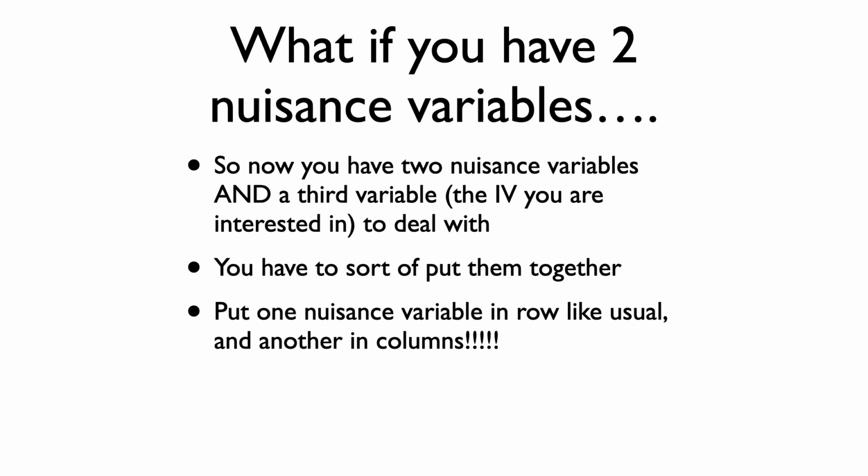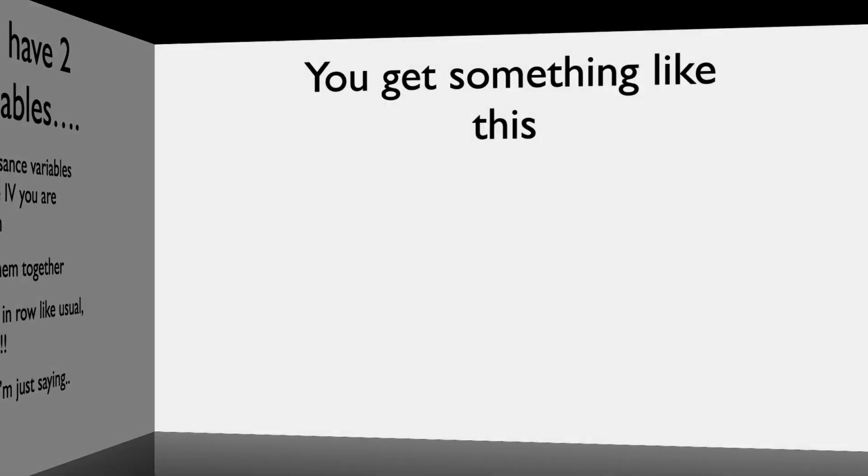So you put one nuisance variable in a row and one in a column. So this is a useful kind of design, and you use it under very specific circumstances. Okay. So I'm going to show you what it looks like, and then we'll go from there. So what you do is you get something that looks like this.